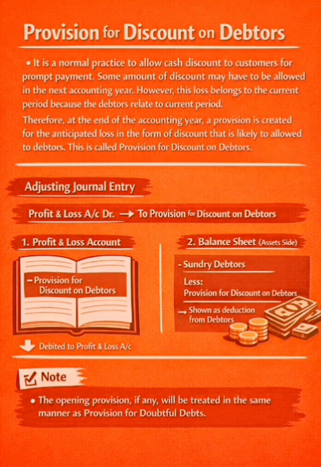The adjusting entry is profit and loss account debit to provision for discount on debtors. Treatment in final accounts. Provision for discount on debtors should be debited to profit and loss account and is also deducted from debtors on the assets side of the balance sheet. The opening provision, if any, will be treated in the same way as provision for doubtful debts is treated.